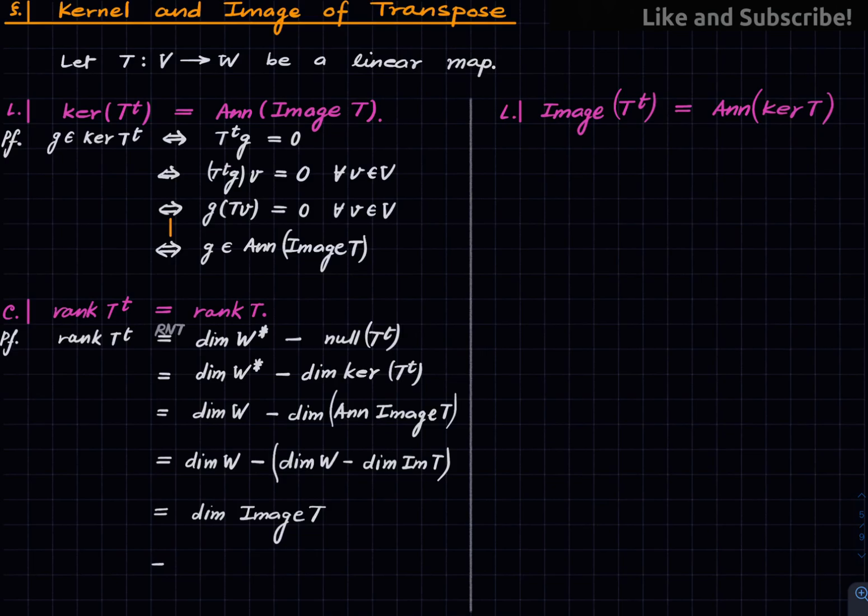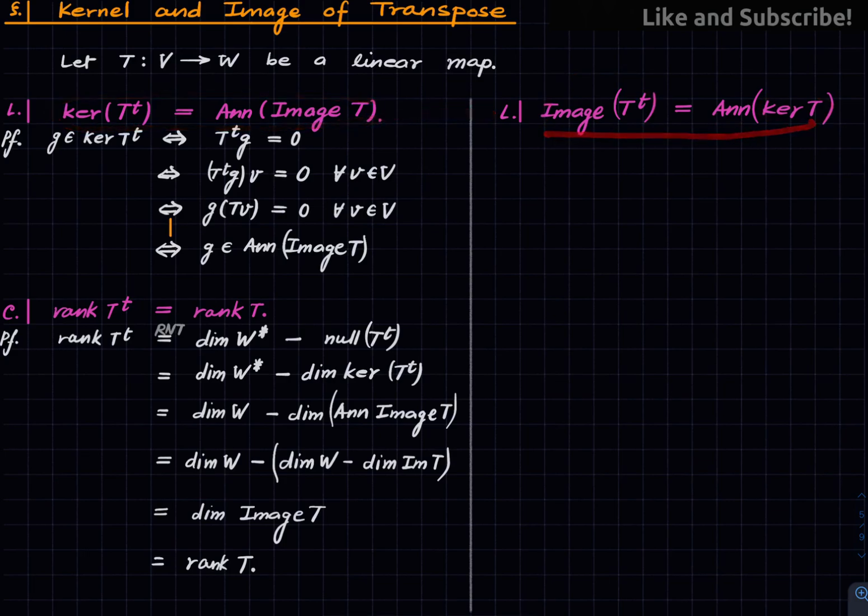And this is by definition the rank of T. So the rank of the transpose is the same as the rank of the original linear map. That is quite interesting. Okay, so now finally we will show that the image of the transpose is the annihilator of the kernel of T, which is in symmetry with the previous lemma.